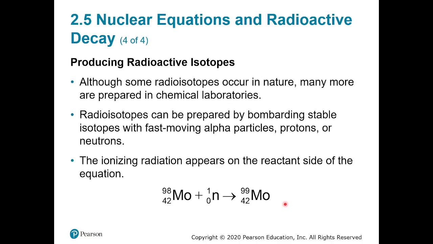Okay, how do we produce radioactive isotopes? So we don't always find the radioactive isotopes we want. For example, if you're going to try to label something with iodine, radioactive iodine, so you can find out if there's a tumor in that person's brain, then you're going to end up needing to produce radioactive iodine.